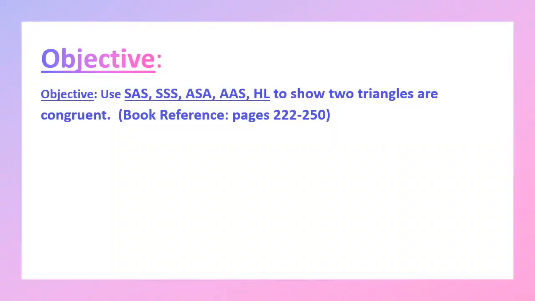If you have a copy of the notes, that's great. If not, you can either print them off of Canvas or you can just write these directly in your composition book. Just hit pause at the beginning of each page so that you have time to write the proof in your notebooks. Today's objective is to use side angle side, side side side, angle side angle, angle angle side, or hypotenuse leg to show two triangles are congruent. This can be referenced in your book on pages 222 through 250.